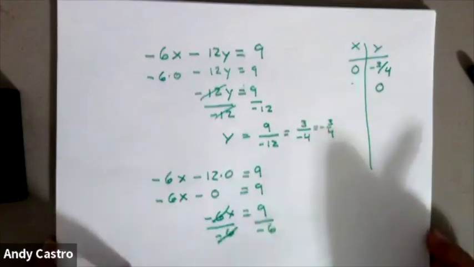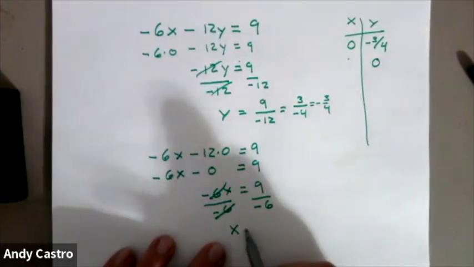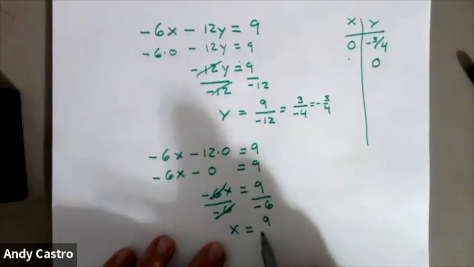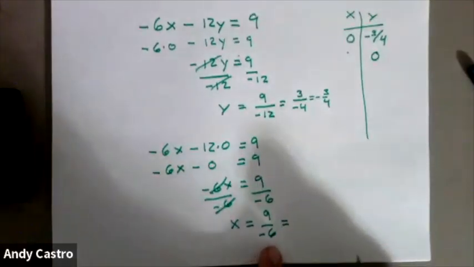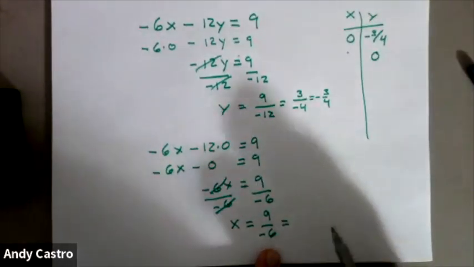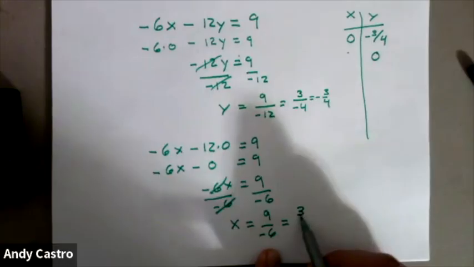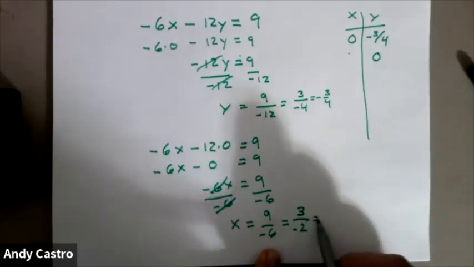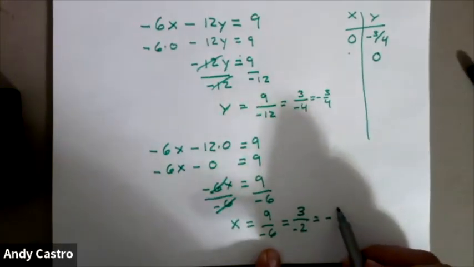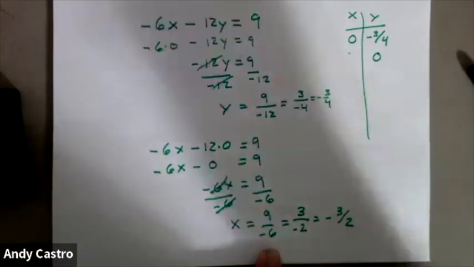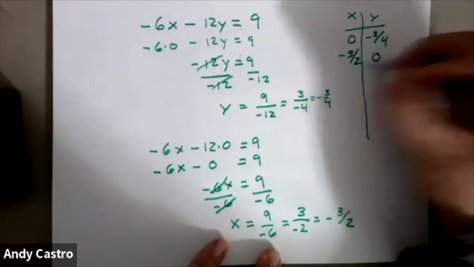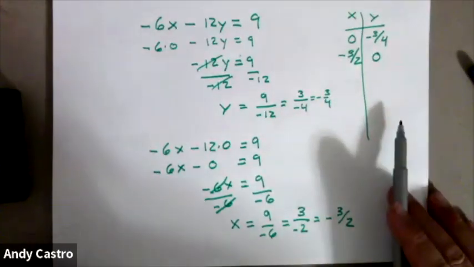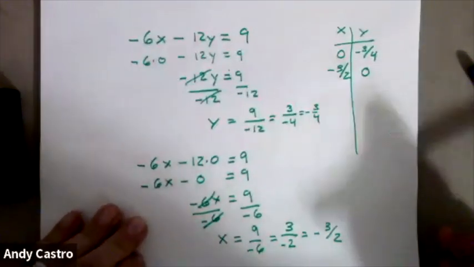All right, divide both sides by negative 6. The negative 6's cancel. X is equal to positive 9 over negative 6. And I can simplify this one the same way, actually, dividing the top and the bottom both by 3. 3 over negative 2, which is the same thing as negative 3 halves. So my x becomes negative 3 halves. And directly from there, I can graph.